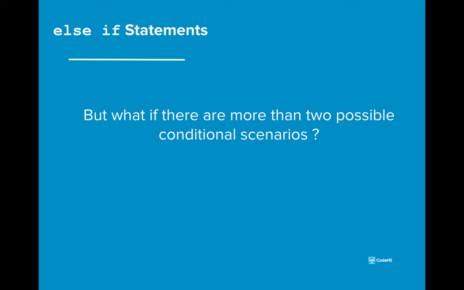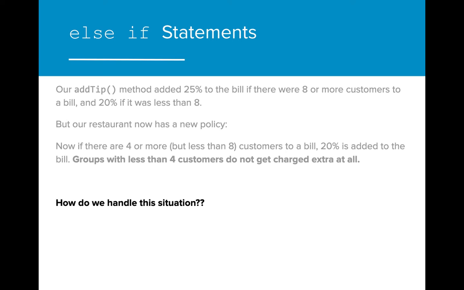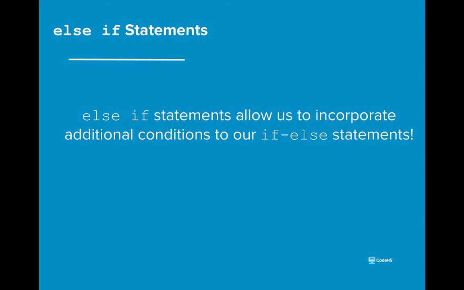If-else only allows us to compare one condition and choose a path between true and false. But what if there are more than two possible scenarios for a particular condition? In the previous lesson, we created an add tip method that added 25% to the bill if there were 8 or more customers and added 20% if there were less than 8. But what if the restaurant wanted to change its policy to say that if there are less than 4 customers, they aren't charged any additional gratuity? How can we handle this?